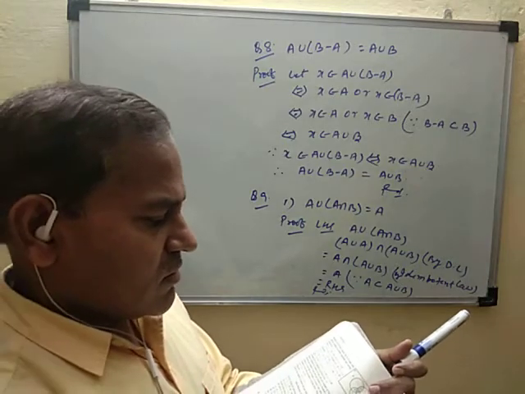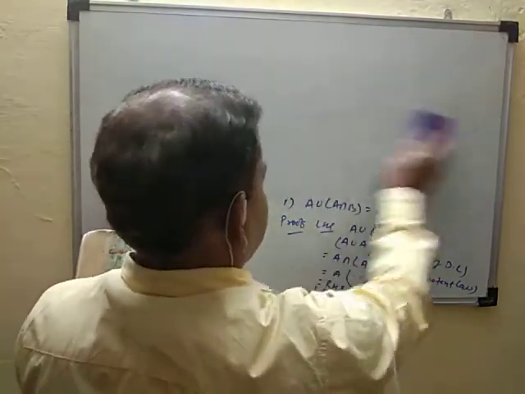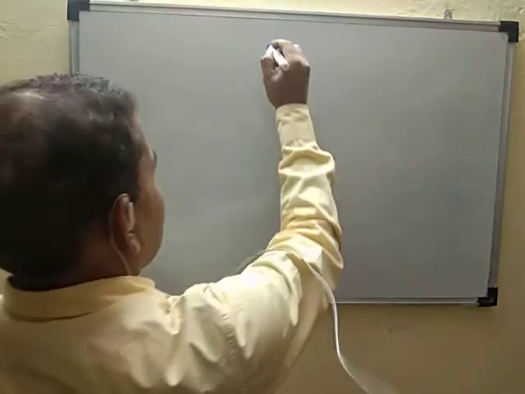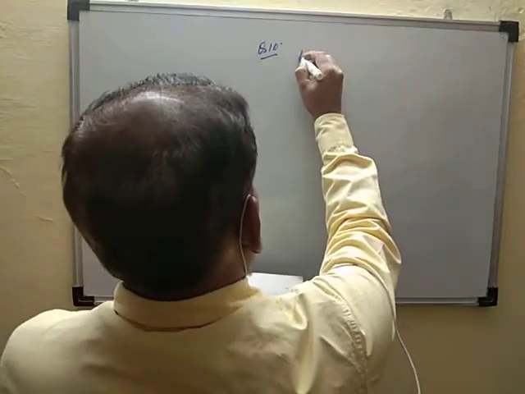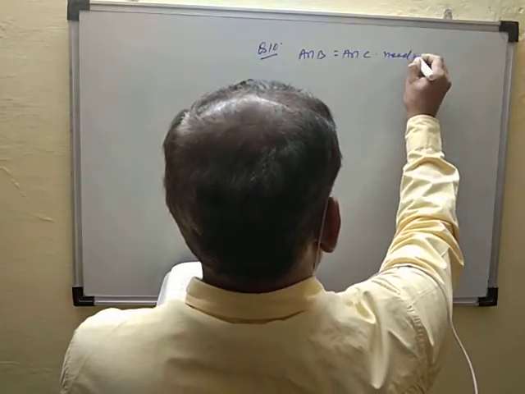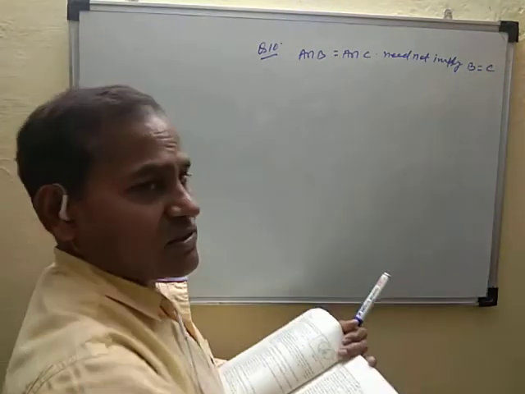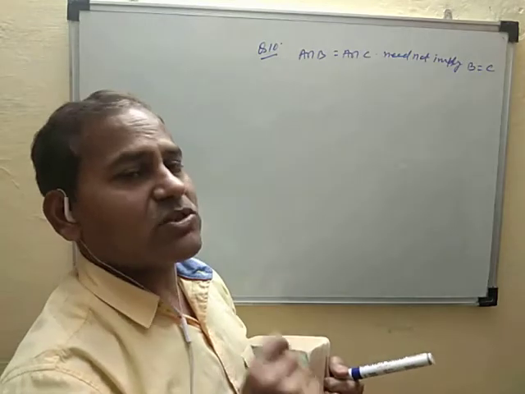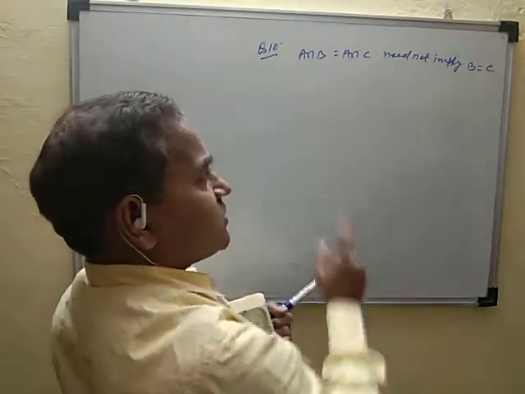Now the second part, question number 10. Show that A intersection B is equal to A intersection C need not imply B is equal to C. That is, if A intersection B is equal to A intersection C, then it is not necessary that B is equal to C. That is, even if B is not equal to C, A intersection B can be equal to A intersection C.